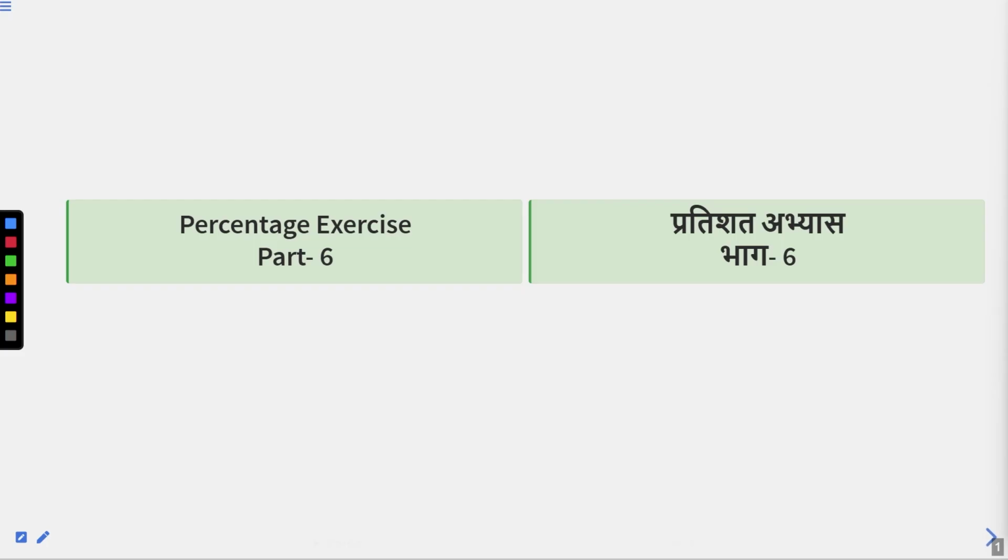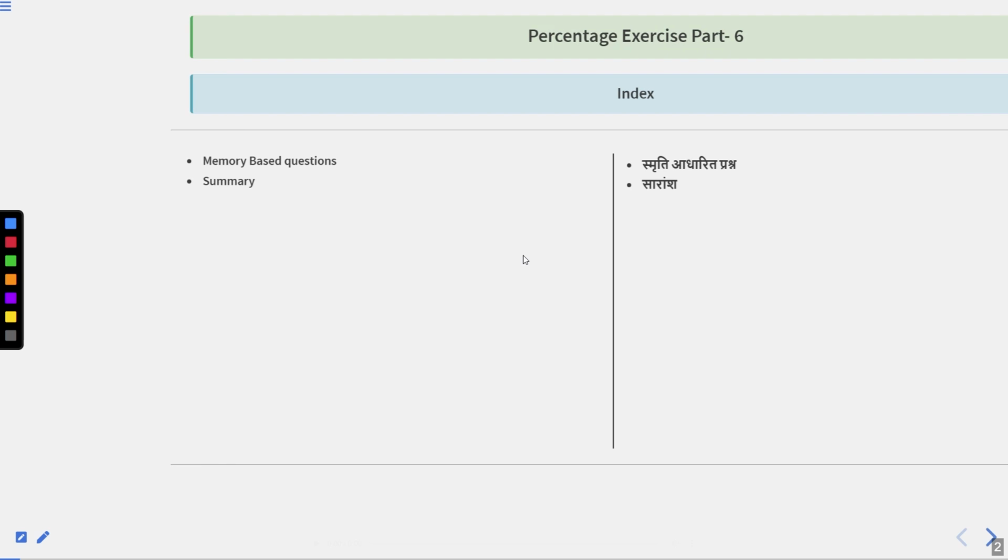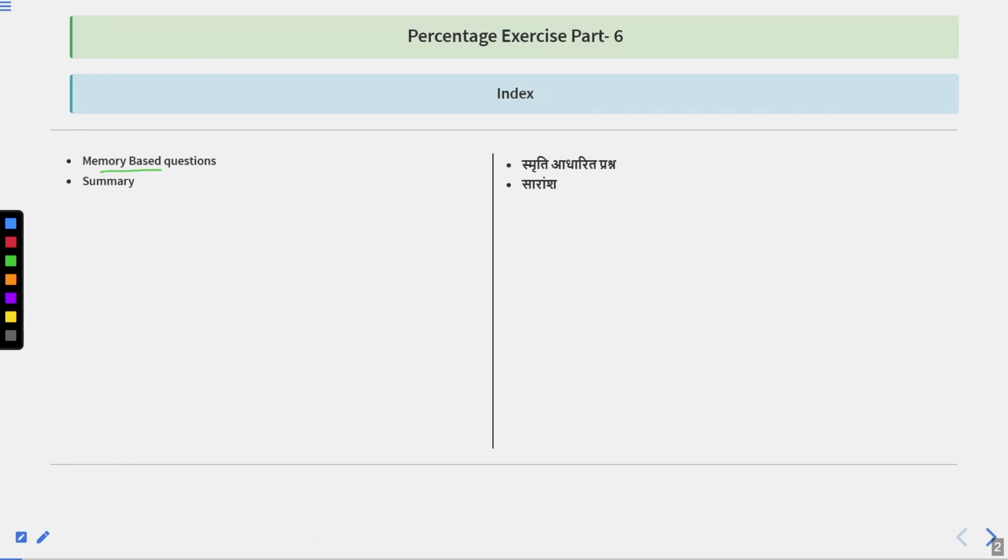Hello students, in today's class we will discuss percentage exercise part 6. Our agenda is memory-based questions which were asked in banks' previous exams, then we will summarize our lecture.